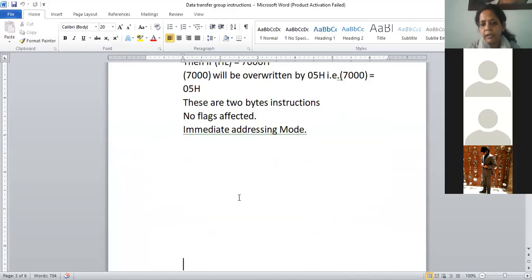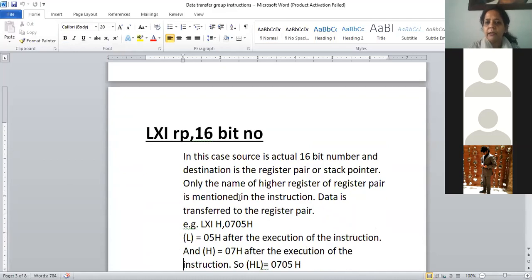Then we had seen LXI H. The LXI instruction is similar to your MVI instruction. Instead of a register, it is now a register pair. So a 16-bit number has to be mentioned because the register pair can contain a 16-bit number. This 16-bit number will go into that particular register pair. In MVI R, an 8-bit number was transferred into the register. In LXI RP, the 16-bit number will be transferred to the register pair. So LXI H, 0705: H becomes 07, L becomes 05.